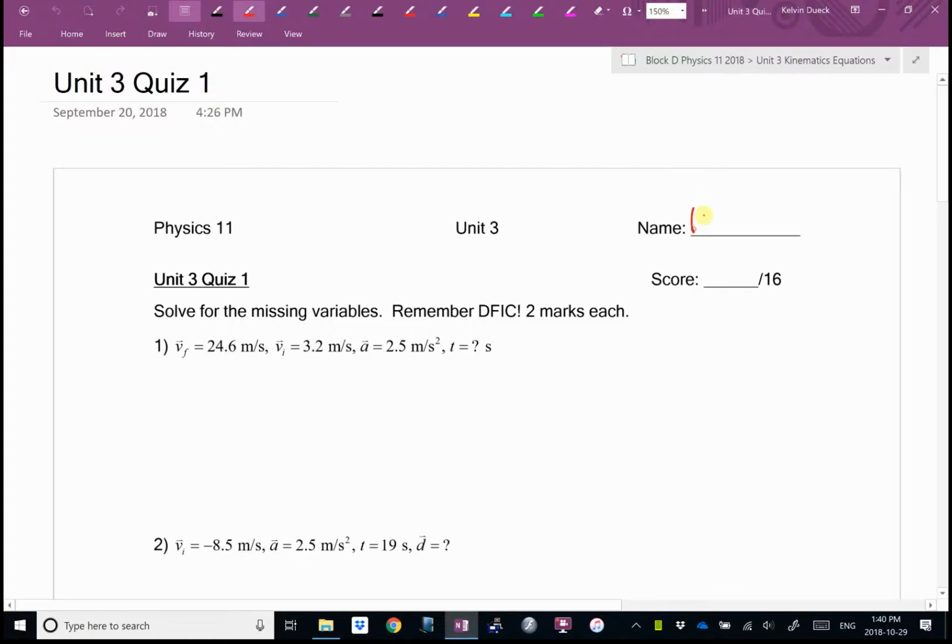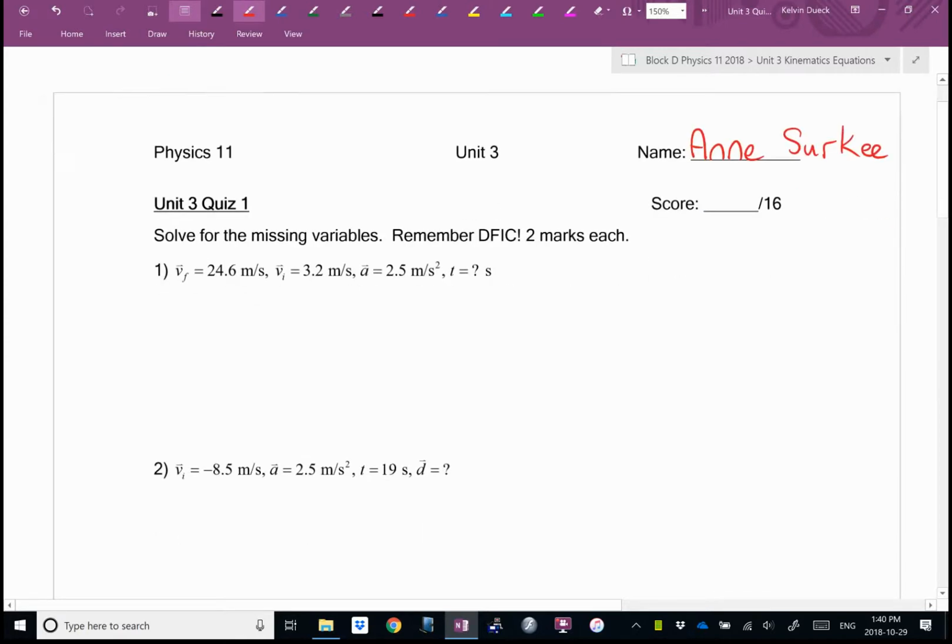My favorite student, good old Anne. She gets everything right. So how many marks is each one of these? 2. Okay. So how am I going to mark this? I'm going to give you 1 mark if you wrote down the correct equation and can't do anything else, because I passionately believe the method that I'm showing you works well.